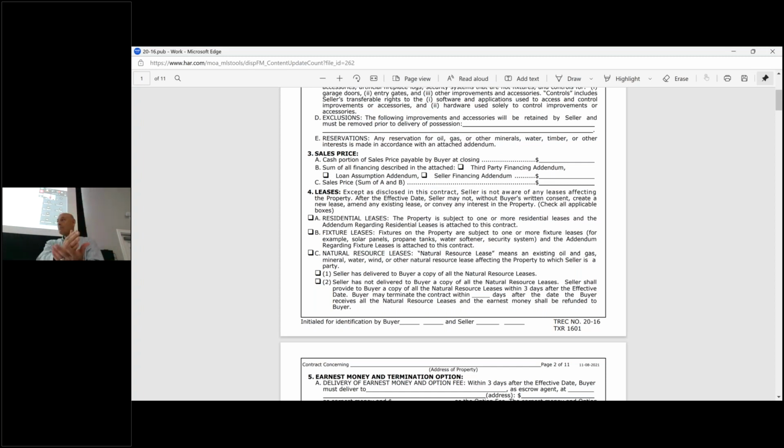Because the value of the property in large parts depends upon the terms of these leases. So they must remain the same. That's what that says. Any questions there?